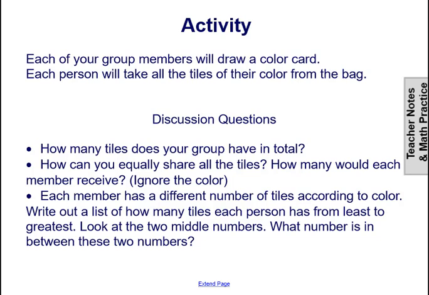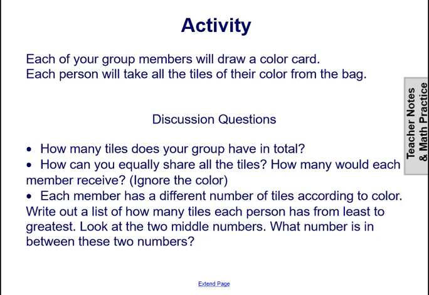So here's an activity you can do to get an idea of different data and statistics we can use to interpret that data. Each of your group members will draw a color card from a bag. Each person will then take all the tiles of their color from the bag. Then you can discuss with your group how many tiles your group has in total. Then how can you equally share all the tiles? For example, how many would each member receive if you ignored the color?